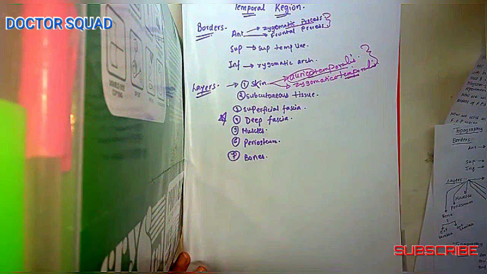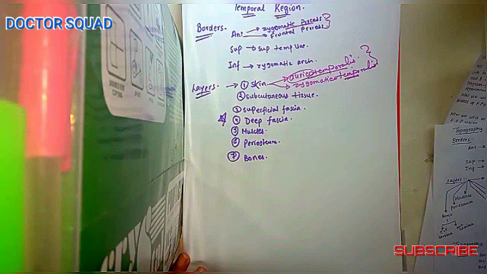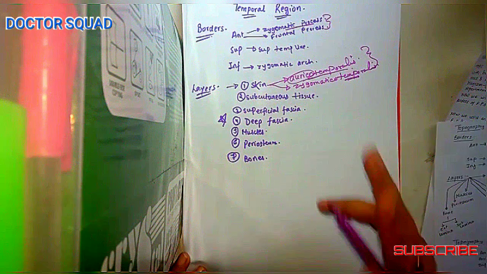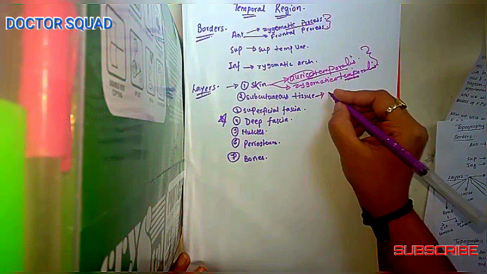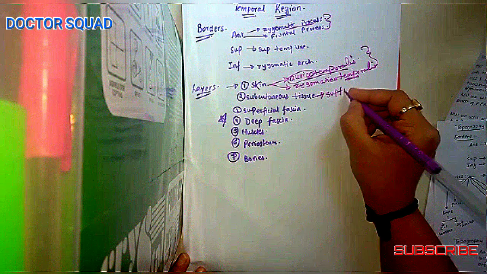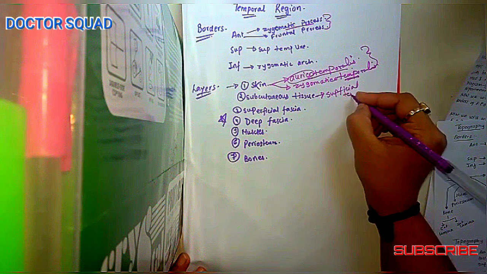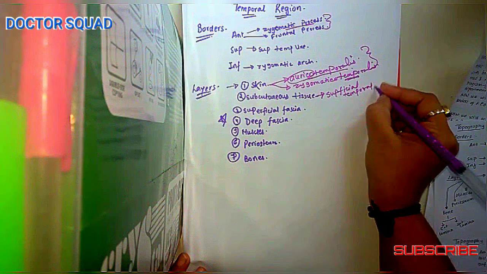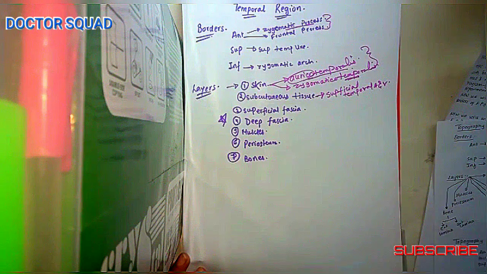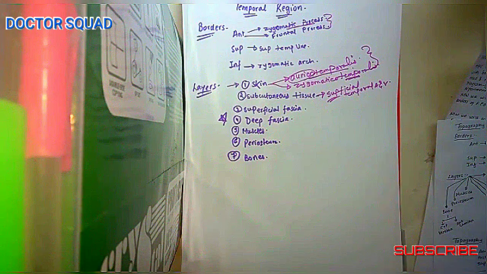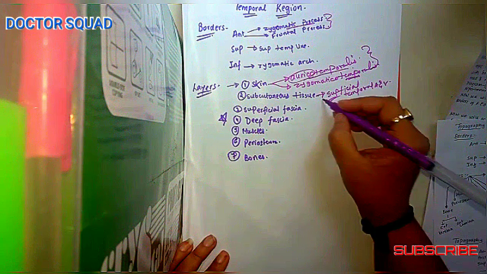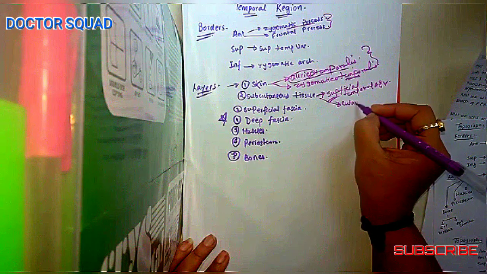Then second is subcutaneous tissue, right? It consists of one artery and vein, which are known as the superficial temporal artery and vein. So superficial, we are talking about temporal. Superficially there will be the superficial temporal nerve and artery and vein, okay? And the nerve is a cutaneous nerve.